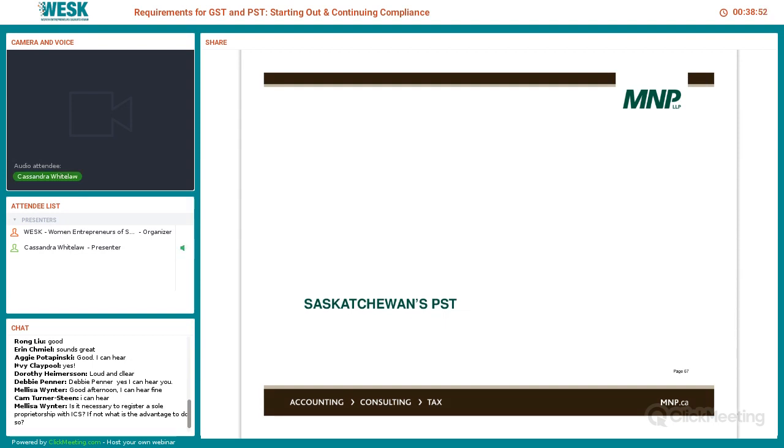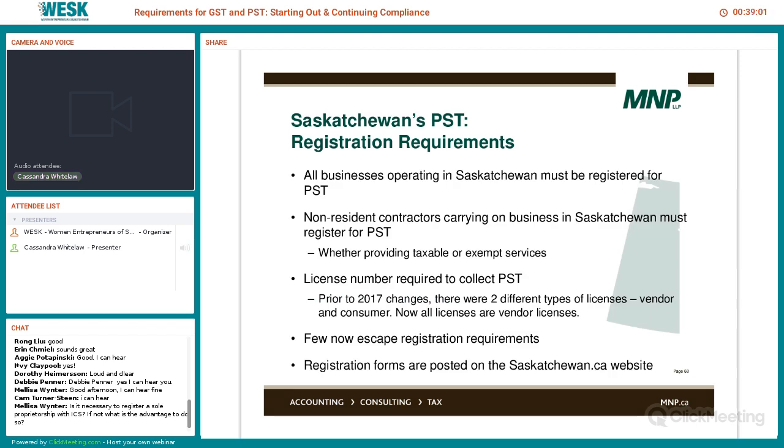So now we'll get into Saskatchewan's PST a little more specifically, and we'll talk about what you need to be aware of in Saskatchewan. So all businesses in Saskatchewan must be registered for PST unless they meet that small supplier threshold. Any non-resident contractors that are carrying on business in Saskatchewan must register for PST, regardless of whether their services are taxable or exempt. For PST, when you register, you obtain a license number, and you need that to collect and remit the PST. There are very few circumstances now where you won't have to register for PST, and any registration forms are all posted on the Government of Saskatchewan's website.